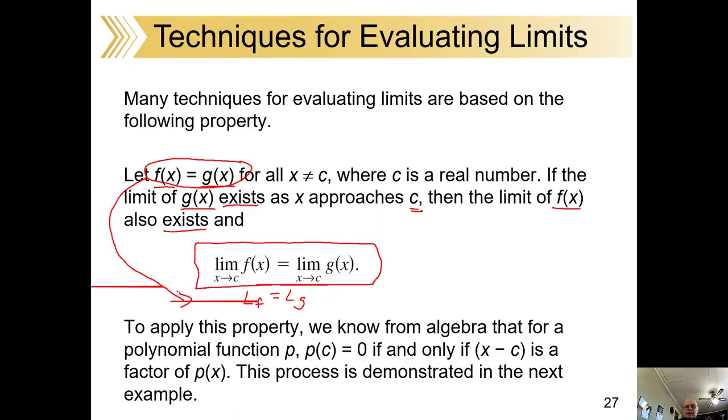And you might notice this probably isn't something we need to know a whole lot, but P of c just means you put the c in where the x's are in the polynomial. It's equal to 0 only if x minus c is a factor. In other words, x minus c can divide into the polynomial evenly.